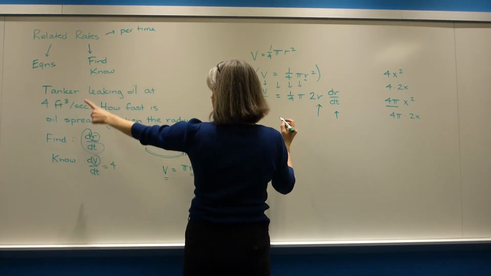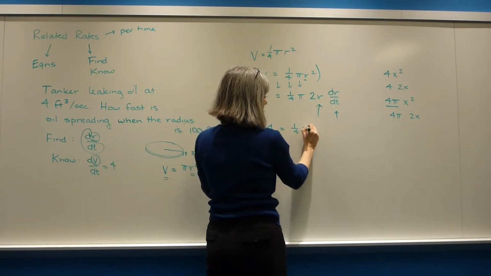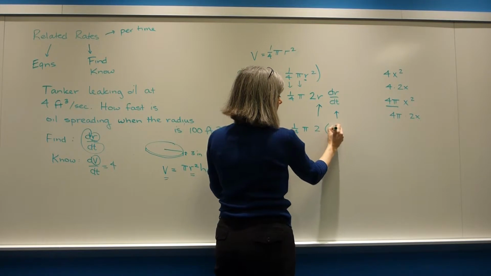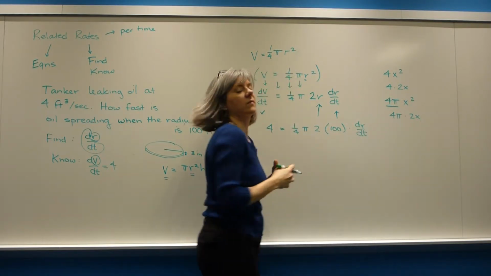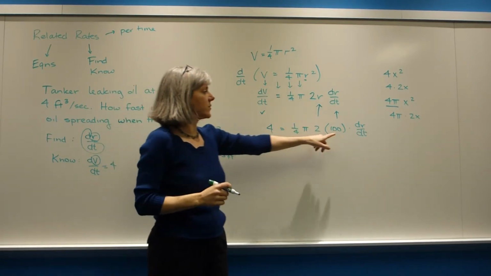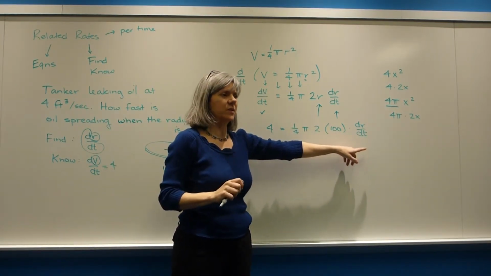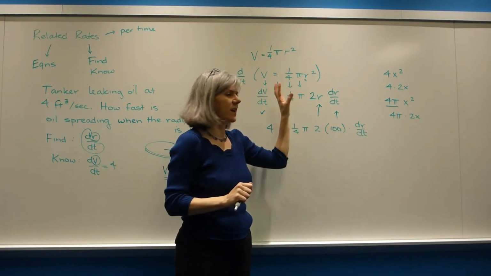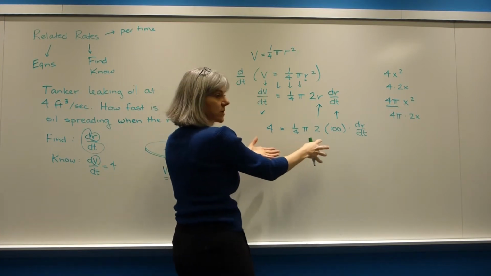So dV/dt, 4, equals 1/4 pi times 2 times 100 times the thing we're trying to find, dr/dt. In my engineering class, I always tell them you have to solve for this variable first. I'm not making you guys do that, but generally that's good practice. If it's easy enough to do, I recommend that, but don't feel like you have to. All right, so now I can just solve.